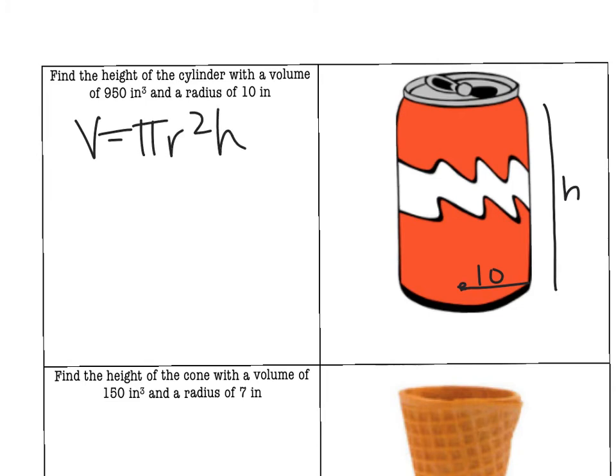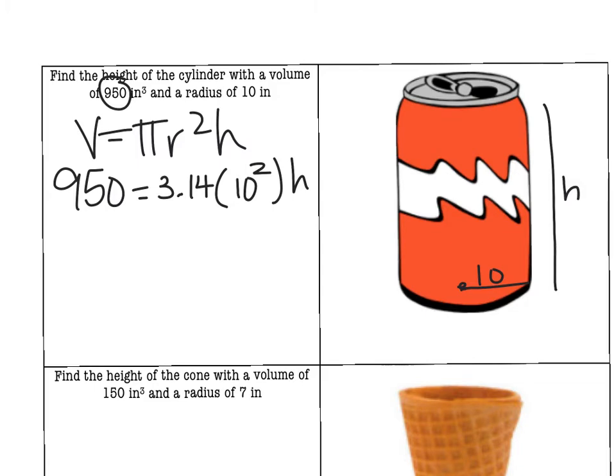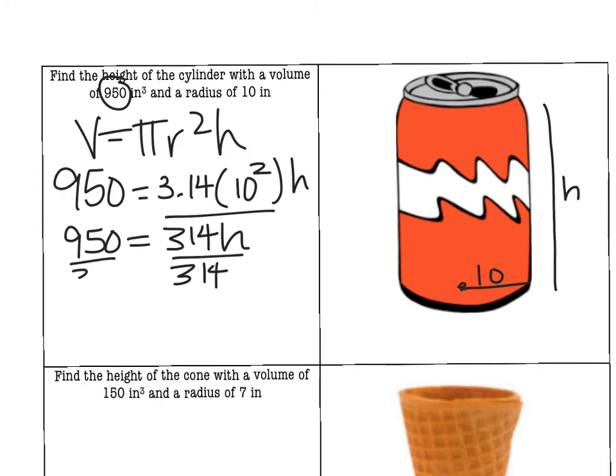Okay, so we're going to plug in 950 because that's my volume. And I'm going to use 3.14 instead of pi. It doesn't matter what you use. The radius is 10, so 10 squared, and then an h. So I'm going to first start by multiplying those two numbers in my calculator, 3.14 times 10 squared, and it's going to give me 314, and then the h, and same as last time, divide by 314 on both sides.